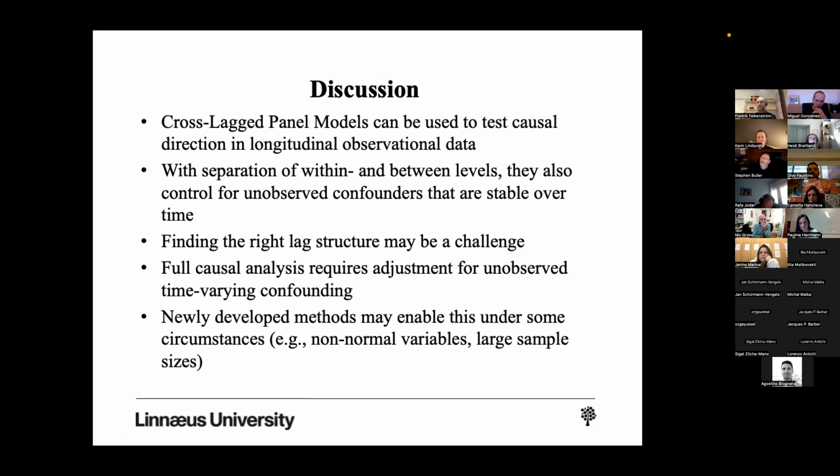To get to a full causal analysis, we would need some way of adjusting also for time-varying confounding, which is not possible here. We could have other variables changing over time, related to these variables, changing in the same kinds of ways as the true causes, and we're just observing something that is not the true cause. There are some newly developed methods that might be able to do this in the future, but currently they are hard to use on these kinds of data.